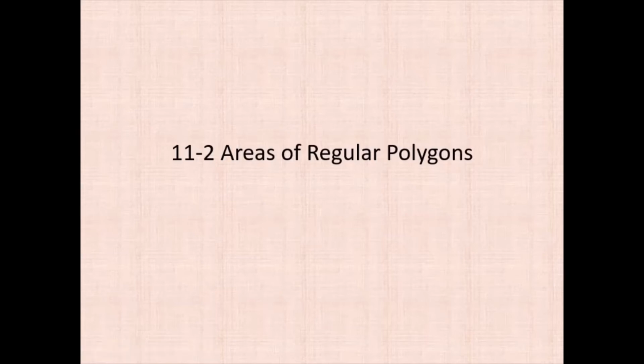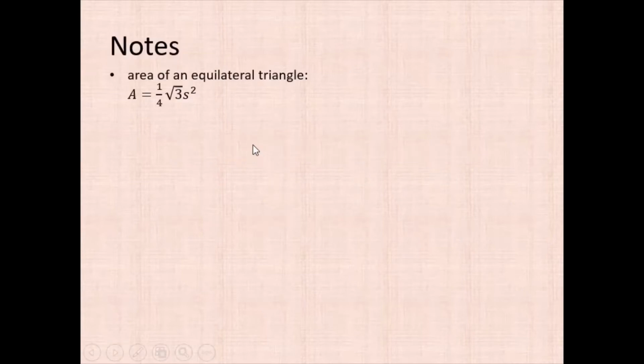All right, we got 11.2 areas of regular polygons, and we are going to look at a few different formulas, and we're going to pull out our old friend sine from sine, cosine, and tangent as well. Let's take a look. First of all, we're going to deal with a triangle, and remember a regular triangle would have all sides equal and all angles equal. And so that would make it an equilateral triangle.